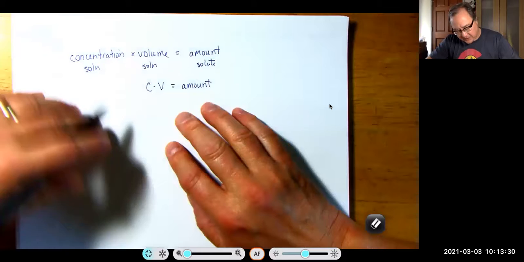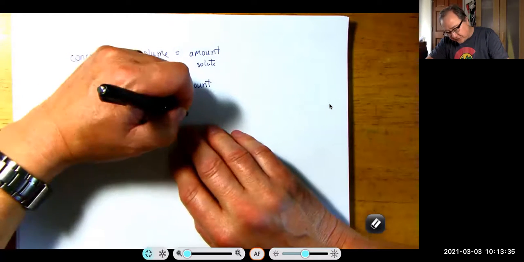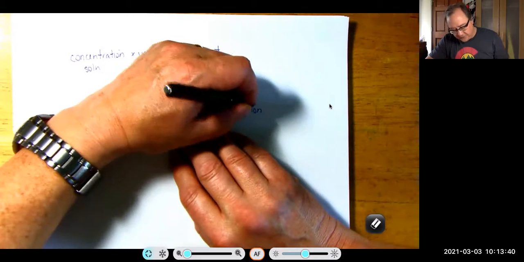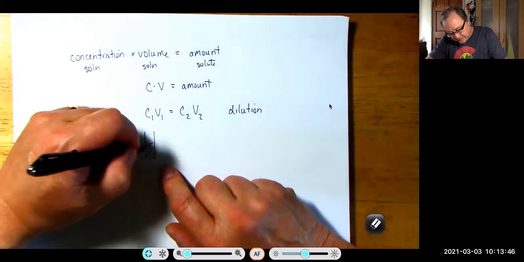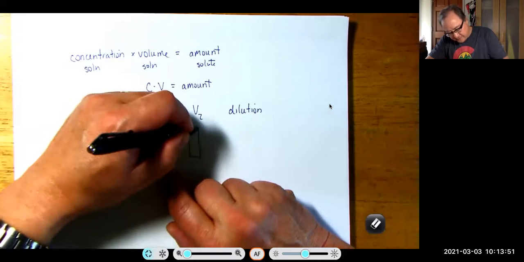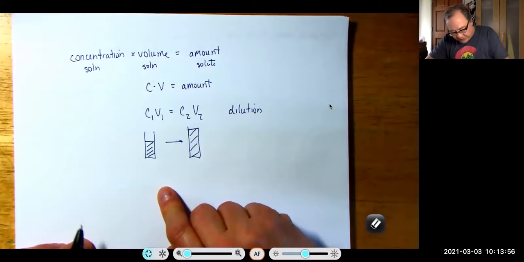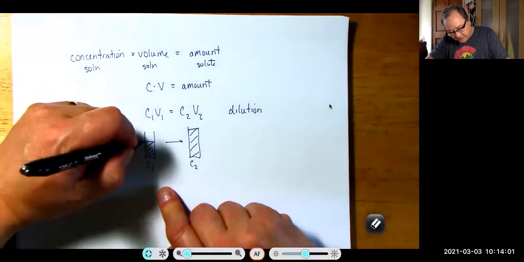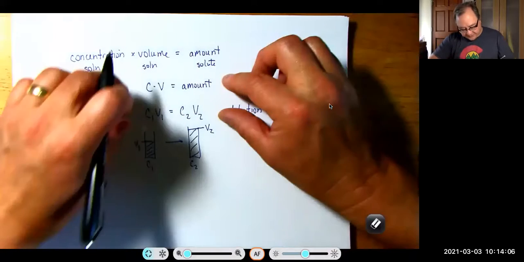And the other important formula to use is C1V1 is equal to C2V2. And this is the dilution formula. So this is when you take something of a certain concentration, you add solvent, and you get a different concentration. So C1 refers to the first concentration, C2 to the second concentration, V1 to the first volume, and V2 to the second volume. But these are the two big formulas.